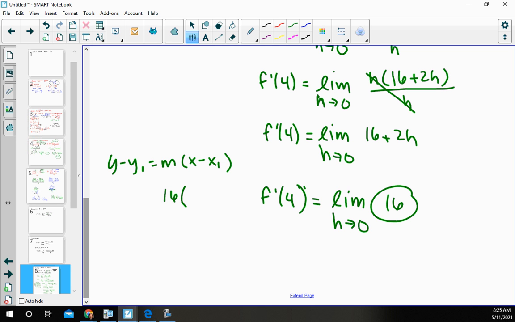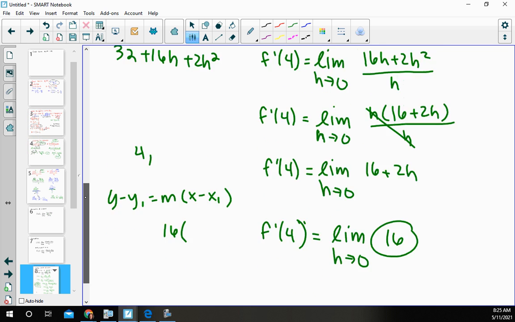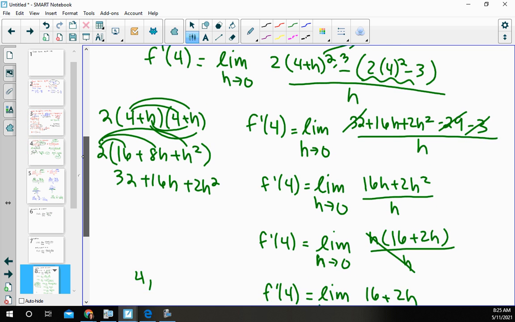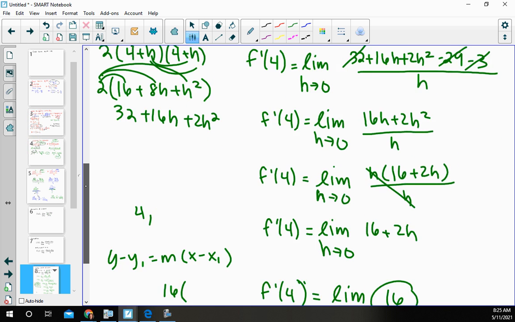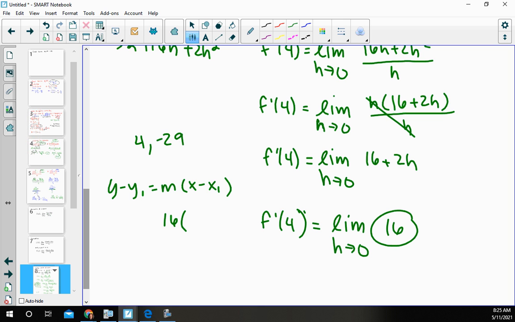Your point then, you had 4 as your x value. Your y value, technically, when we plugged it in, we got negative 29. Okay, this isn't in this worked out example, but just saying if you had to find the actual equation, there's your slope. Your x value was 4. You got negative 29 in response. If you needed to get to the point where you're actually finding the equation of that tangent line, that's the route that you would take to get to it.